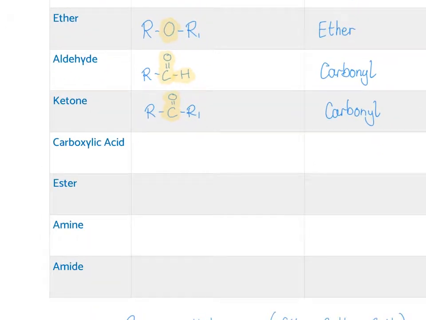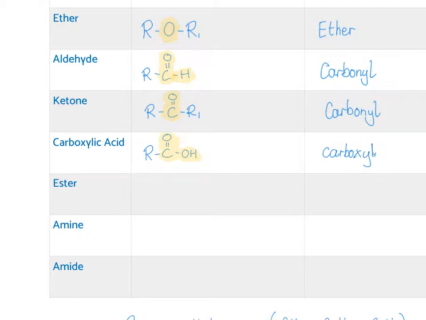Carboxylic acids again start off with an alkyl chain attached to a carbon with a double bond oxygen, but the fourth bond on this carbon is going to be a hydroxy group. So it's super important that you're looking to see that this middle carbon is attached to a double bond oxygen and the hydroxy group. It's the presence of both of those oxygens and the hydrogen that make it the carboxylic acid. And the functional group is the carbon, the oxygen and the hydrogen, and that is called carboxyl.